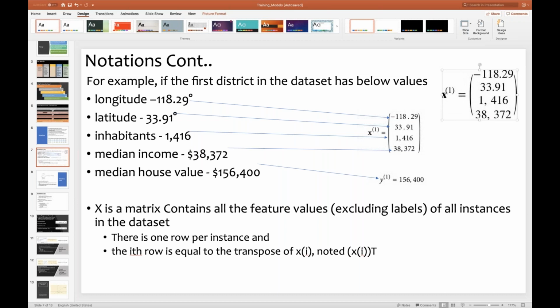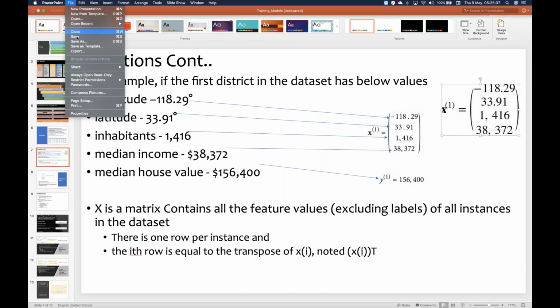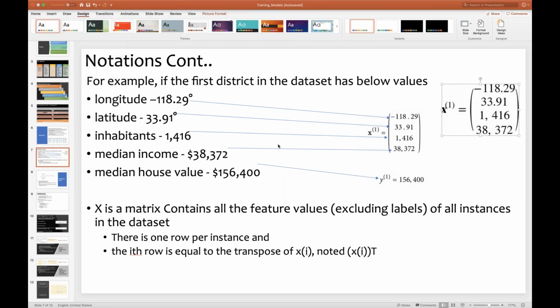I know this will happen. This is what the problem is when you do improper formatting. Perfect. That's okay. This is the correction I wanted to say. File, save.